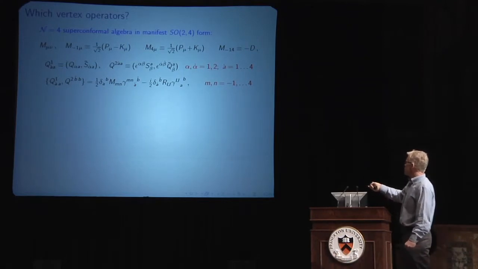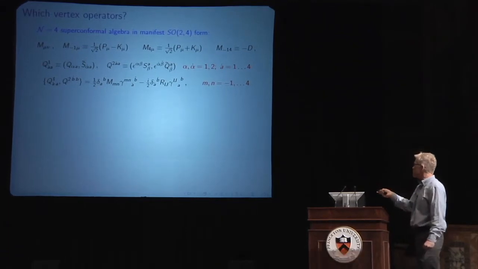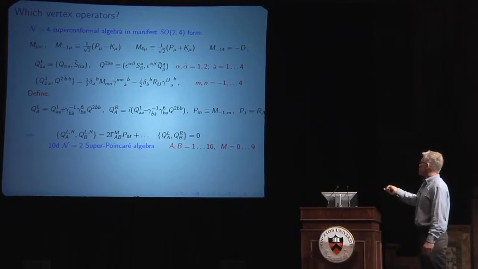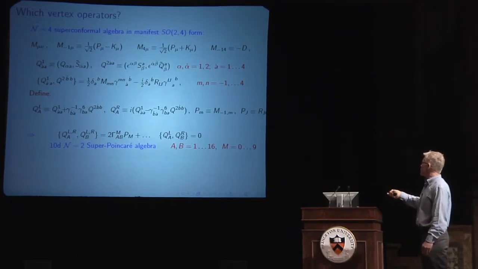Okay, and then you can show that they satisfy this algebra, and it clearly has the nice part. R here is the SO(6) R-symmetry generators. Then what I'm going to do is define a linear combination of these Q1s and Q2s. I'll call one Q left and the other Q right.